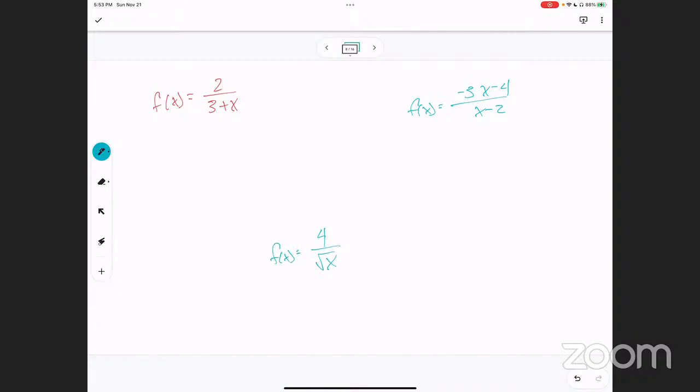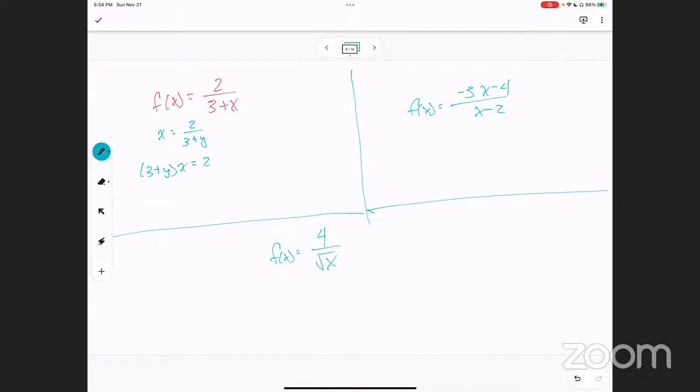Okay, so to do these, what we're going to do first is switch x and y. So I write x equals 2 over 3 plus y. And now I solve for y. So multiply both sides by 3 plus y.